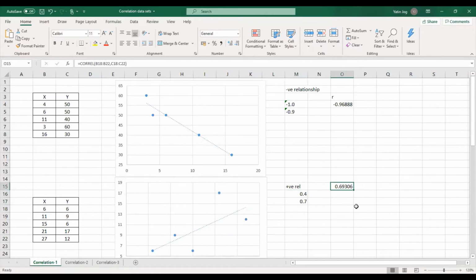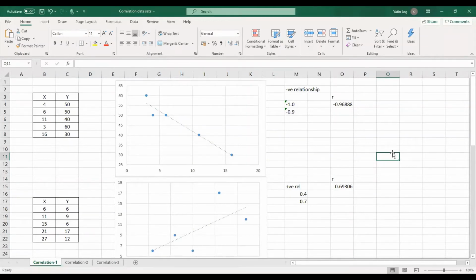So it is 0.69. So even without calculating R, just by looking at the trend line and the position of data points, how they differ from the trend line, you can try to understand the relationship coefficient also. And directly you can calculate correlation coefficient using the formula correlation. Now this is the first method. This is the first method to calculate correlation.